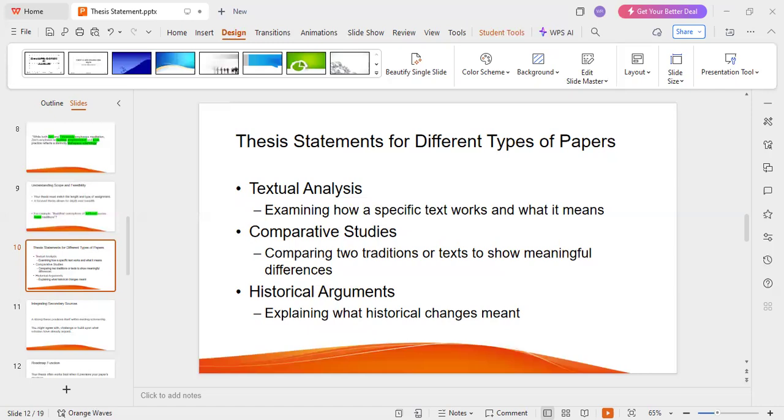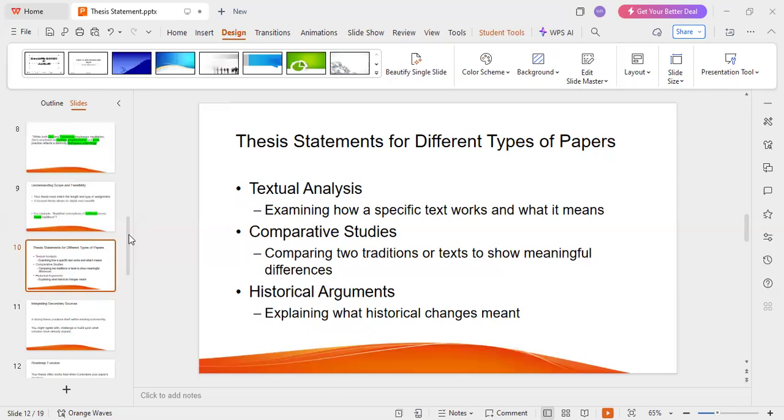So likewise for different types of papers, if your research is a textual analysis, or a comparative study, or something based on a historical argument. If you remember, we talked about canonical texts, previous and also historical texts related to the doctrine or a particular tradition. So based on the type, you can change your thesis statement as well.